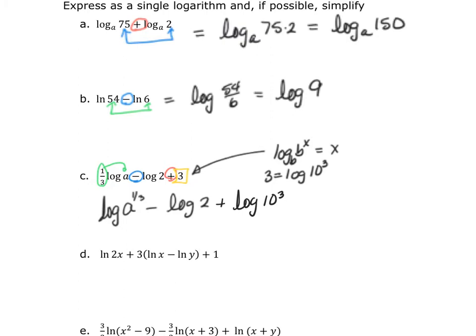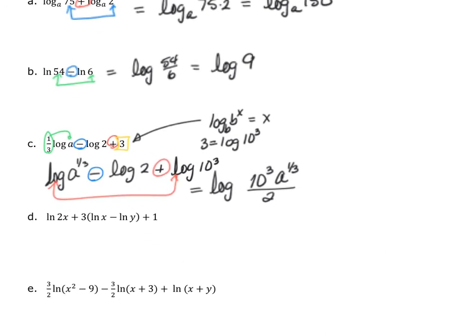This is subtraction, so that 2 is going to go in the denominator when I bring it back together. This is an addition, so that 10 to the third is going to go in the numerator when I bring it back together. So this is going to be equal to the log of 10 to the third times a to the 1/3. These two get multiplied, and then it's going to be divided by my 2. Well, 10 to the third is just 1,000, divided by 2 is 500, so my final answer is the log of 500 a to the 1/3.